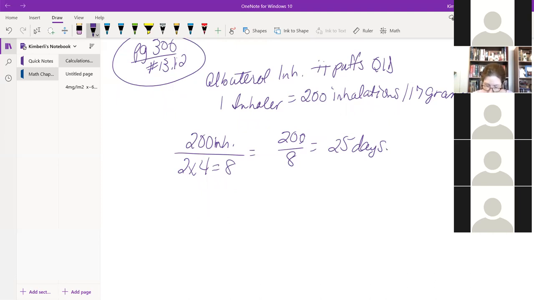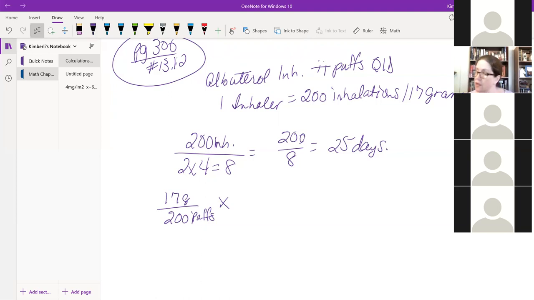Okay, so that's 25 days, but there is an issue with this. I kind of feel like this is the most common dosage, is two puffs four times a day. I think they need to have 5 days more of inhalations. So if 17 grams is 200 sprays or puffs, we'll call them puffs.